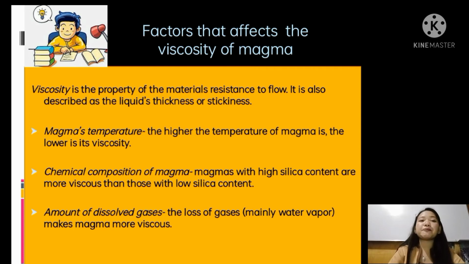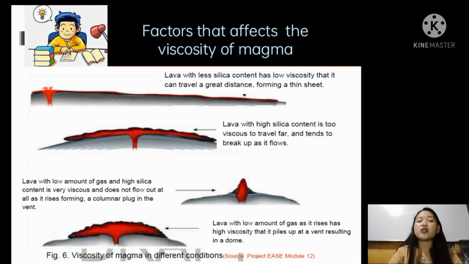Okay, let's proceed. Look at this diagram. This is the image of the lava with less silica content. It is free-flowing or watery, and they can travel great distances. Now, the second picture is a lava with high silica content. It is too viscous to travel far. It can flow but not far like the first picture.